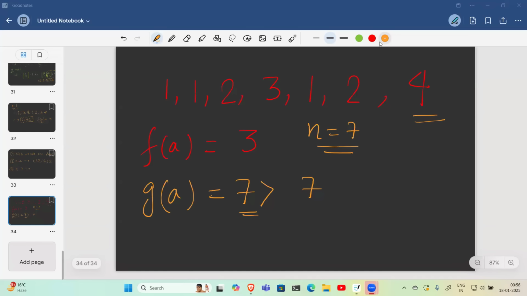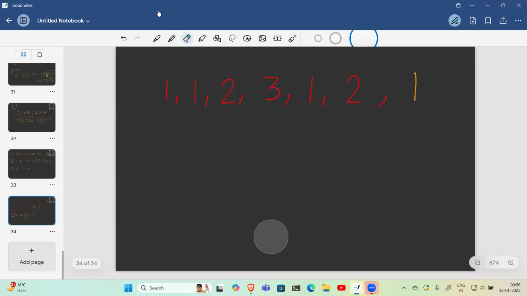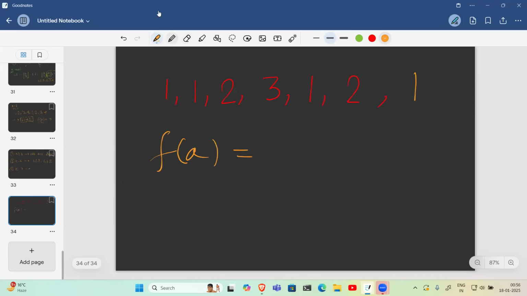Anamika says that instead of 4, add 1. So, okay, let me remove this 4. Let me add 1. If I add 1, now what is the value of f of a? Now we have a palindromic subsequence of length 4. You can pick this one, then this one, then this one, and this one. So the value of f of a itself has changed now. F of a has become 4.